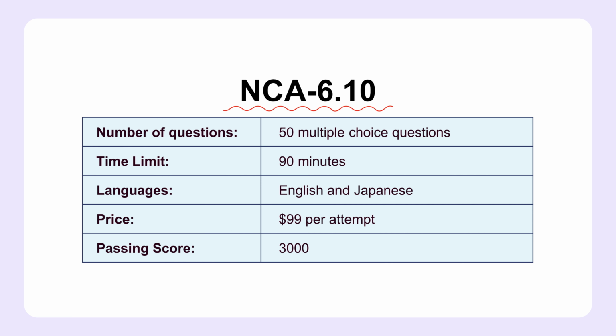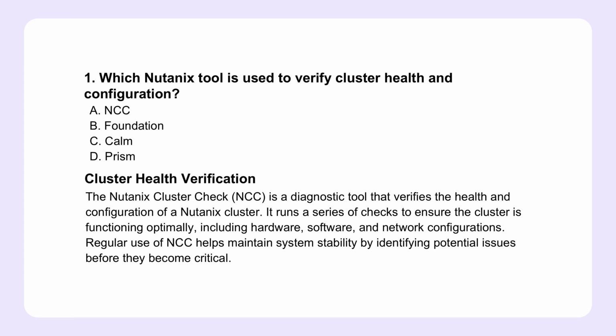Right. And just for context, the NCA 6.10 itself, it's 50 multiple choice questions. You get 90 minutes, available in English and Japanese. Okay. Testing score is 3,000, and it's $99 per attempt. So worth getting it right. Good to know the basics. All right, let's jump in. Let's do it. Okay, first area.